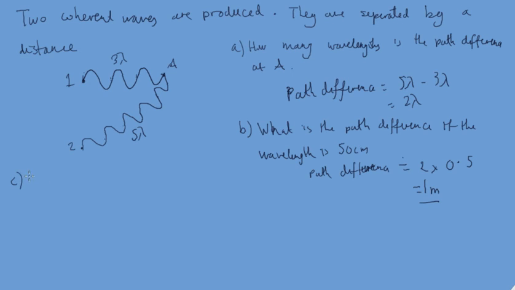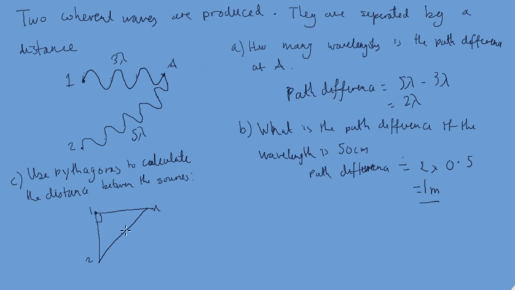And finally, C, use Pythagoras to calculate the distance between the sources. So what we've got here is point 1 and A is over there. We know they're horizontal, so that's there. Point 1 and point 2 are also next to each other like that. So we've got a right-angled triangle, and we know this is 3 lambda, and we know this is 5 lambda, and so we need to find this distance here.